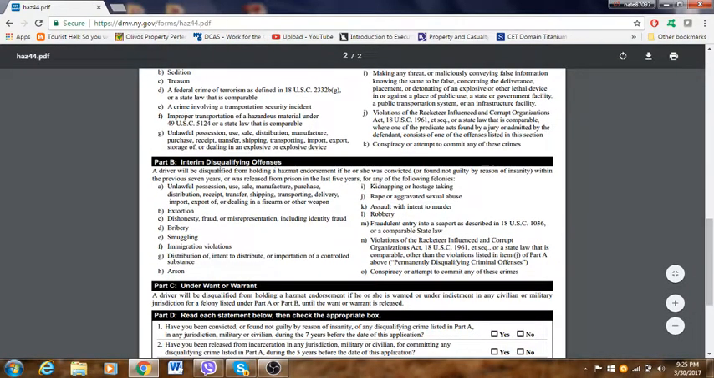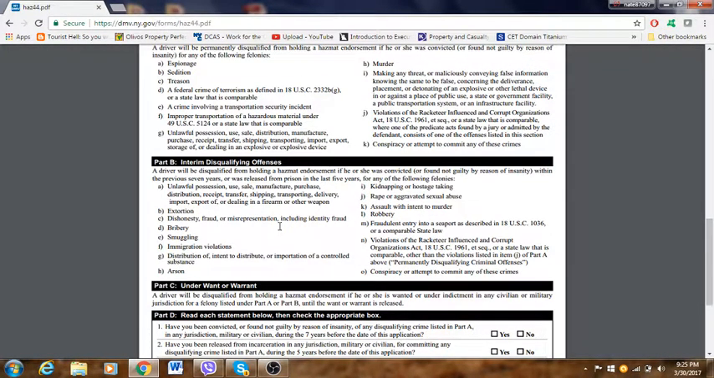Interim disqualification offense. A driver will be disqualified from holding a hazardous material endorsement if he or she was convicted or found not guilty by reason of insanity within the previous 7 years, or was released from prison in the last 5 years, for any of the following felonies: unlawful possession, use, sale, extortion, dishonesty, fraud, bribery, smuggling. So these are all also basically disqualifying offenses. So if you have a clean license, it won't be a problem. If you've been convicted of murder, or maybe committed espionage, of course, that's going to give you a hard time. But they always will let you know. You will not have to keep on calling. They will let you know if you're disqualified.